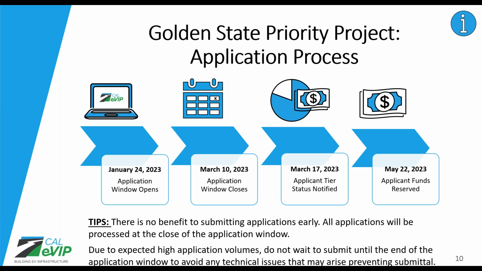And so with that as well, due to the expected high application volumes, we do encourage you not to wait to the last day, the last hour that is open, really for the fact that technology happens, issues happen, and we want to make sure that everyone has the most successful applicants possible. And so on the 24th, the application window will open at 7 a.m. Pacific time, and it will be closing at 5 p.m. Pacific time on the 10th. And so anytime in between those periods, you're able to submit your application. Next slide.